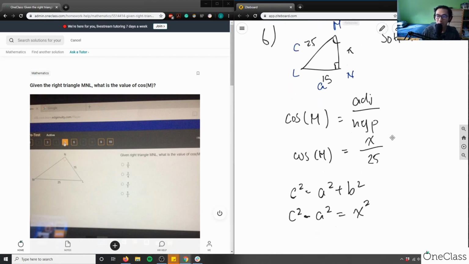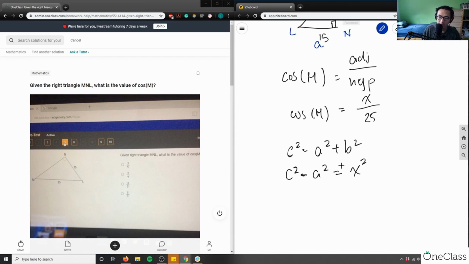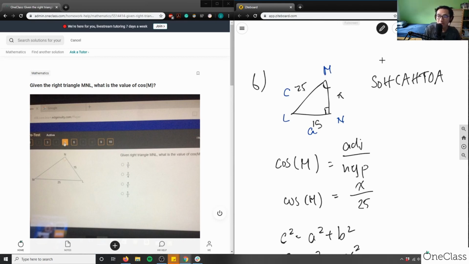So it would be 25 squared minus 15 squared equals X squared. I'm going to use my calculator. 25 squared is 625, I believe. 625 minus 15 squared would give me 400 equals X squared. I would square root both sides, and then X equals the square root of 400, which is 20. So X here equals 20.